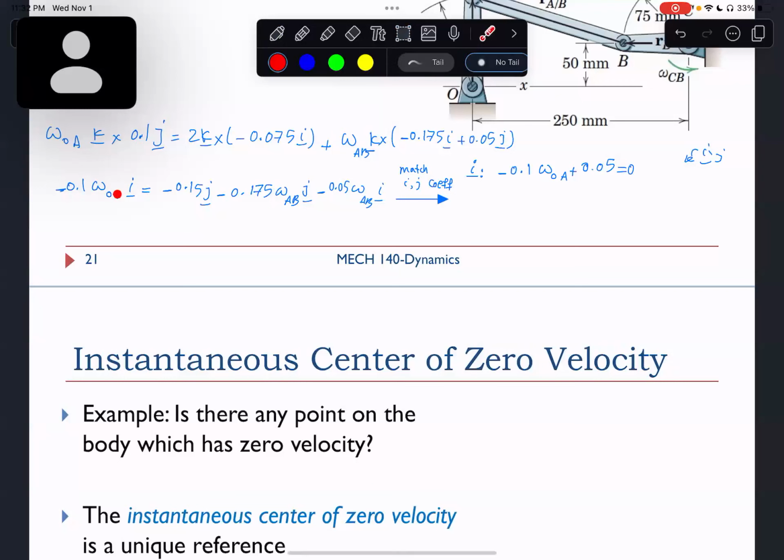Because on the left-hand side, you have negative 0.1 omega OA, that's here. On the right-hand side, you have negative 0.05 omega AB with the I. If I take that to the left-hand side, it's going to be this.